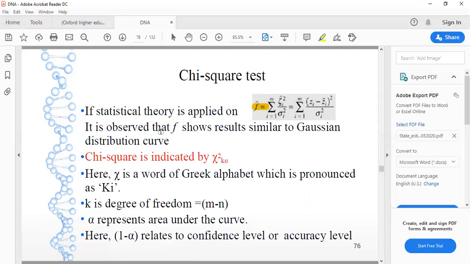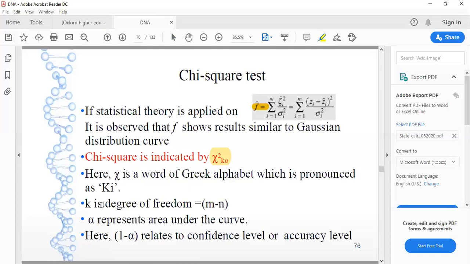Over here, f will follow a result similar to the Gaussian distribution curve. So if we plot this, then that will give us a plot as per the Gaussian probability curve. This method or this formula is represented as a chi-square test. Why is it so? Because this formula is indicated by this equation. Now this x is not given as x, but it is a Greek alphabet character, which is known as chi.